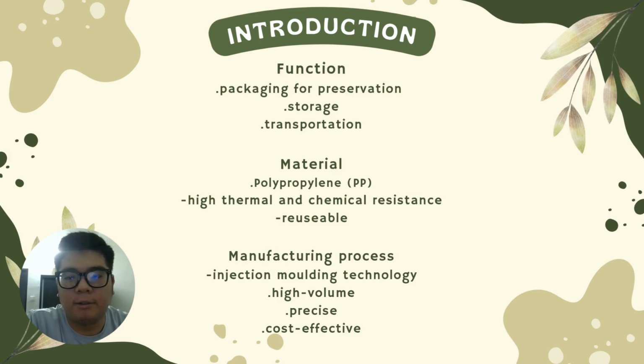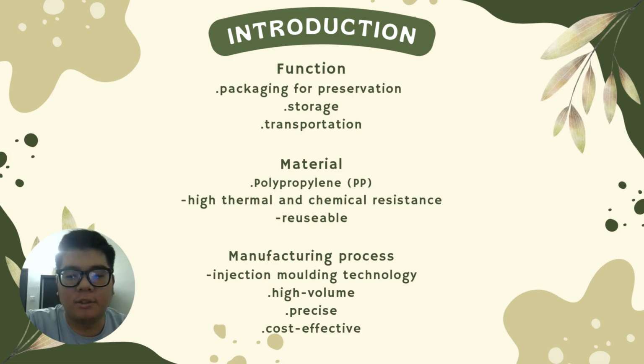So I will present about the introduction. The product in our project is a food container. The function of the food container is packing for preservation, storage, and transportation. The material used in the food container is polypropylene, we call it PP material. The material is high thermal and chemical resistant and it is reusable.